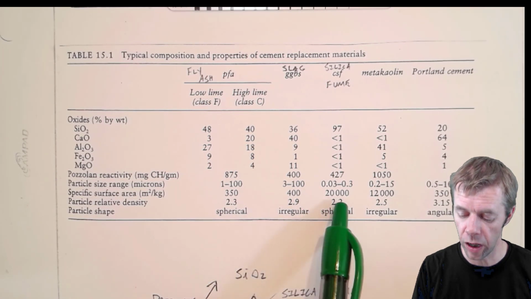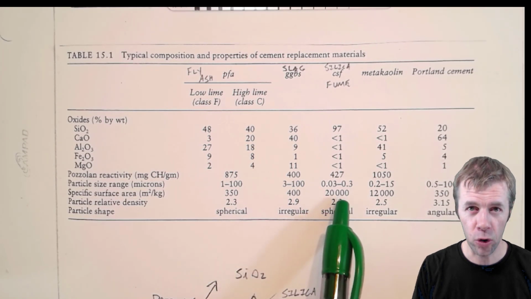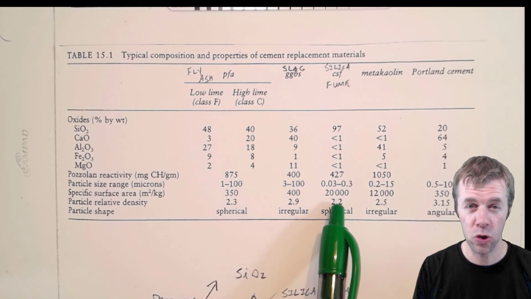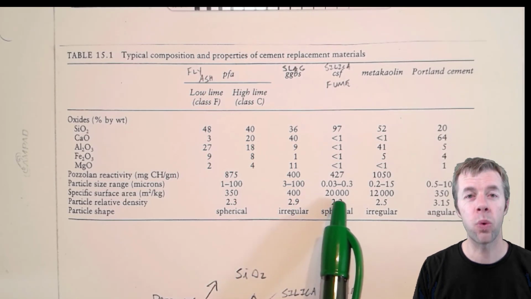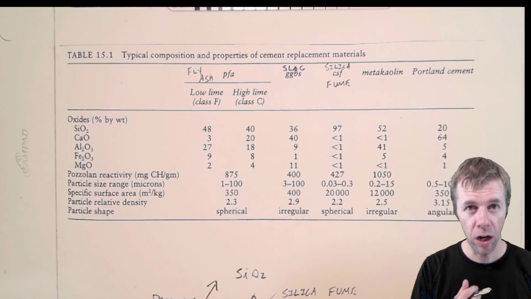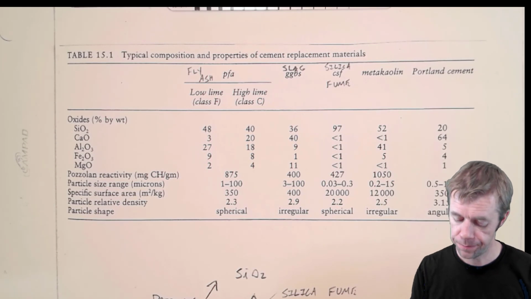Look at their surface area. This is their surface area per kilogram of material. That's insane. That's so massive. And that's why they are so poor for the workability of the concrete. And we'll talk more about that coming up.